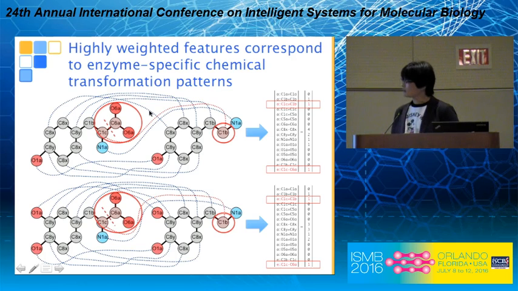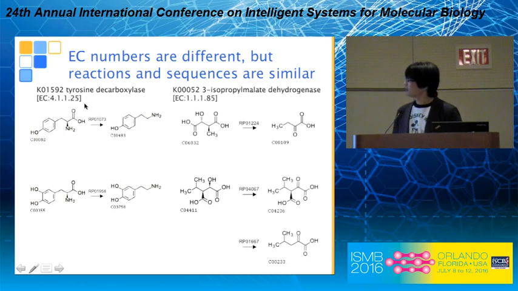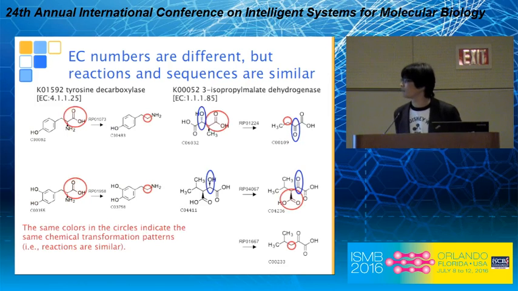And we further investigated the result, and we also found that in many cases, EC numbers were different, but reactions and sequences are similar to each other. So this example is taken from the previous slide, which is reactions catalyzed by an ortholog that belongs to this EC number. And here's another example that comes from a different EC number and a different ortholog, but the reactions are similar in terms of the common chemical structure transformations, right?